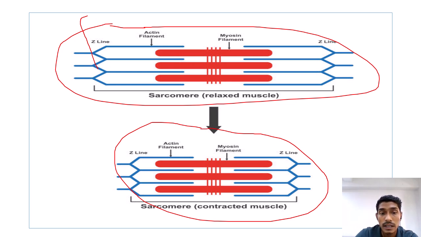You can see the length of the actin is decreased when there is muscle contraction, and when the muscle is relaxed, the length of the actin is longer. But you can see that the length of the myosin, in relaxed position or in contraction position, is the same. So this is one of the characteristics of the sarcomere.